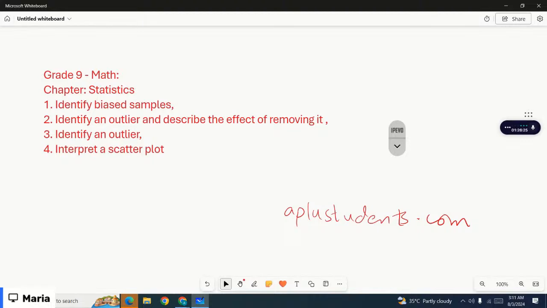Then you have to select math from the subject tab. Scroll down to grade 9 lessons. There you can find a list of the chapters. We start with the chapter identify biased samples. Identify an outlier and describe the effect of removing it. Identify an outlier and interpret a scatter plot.